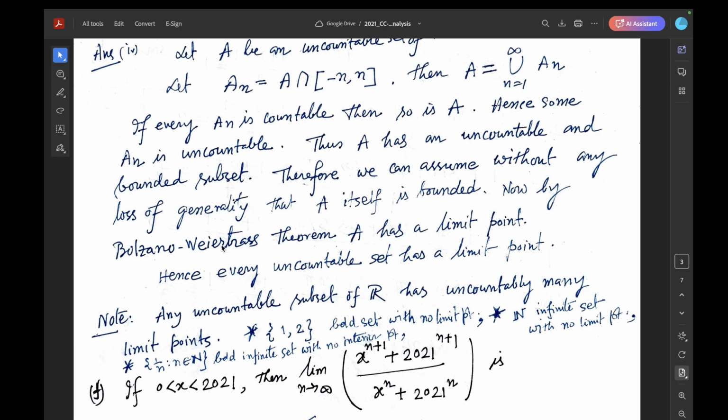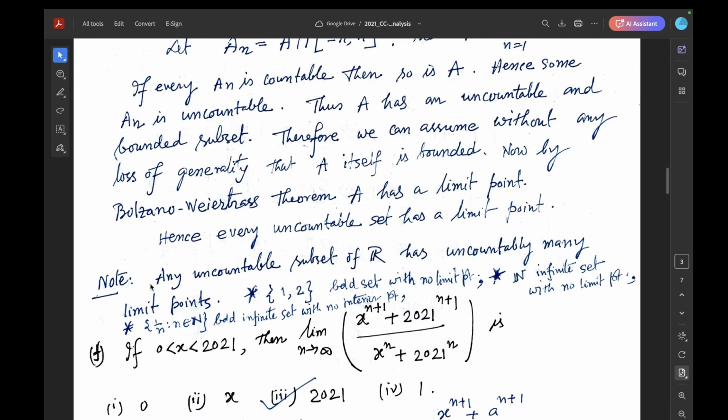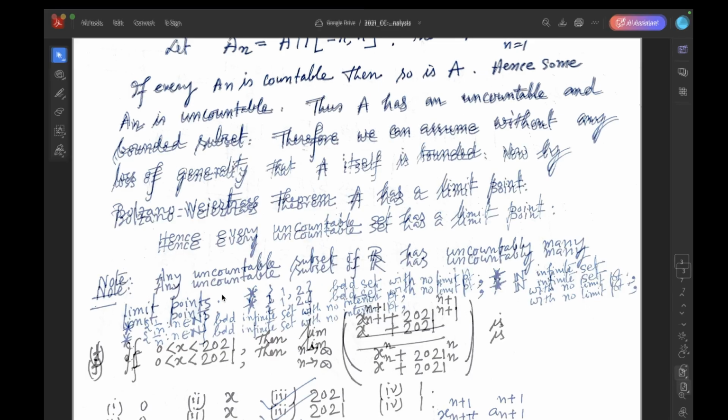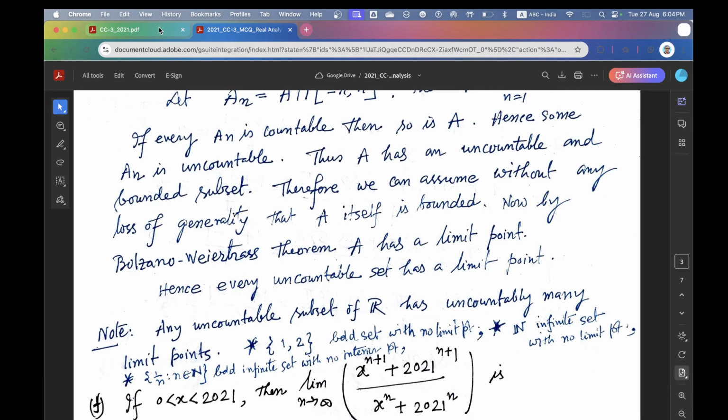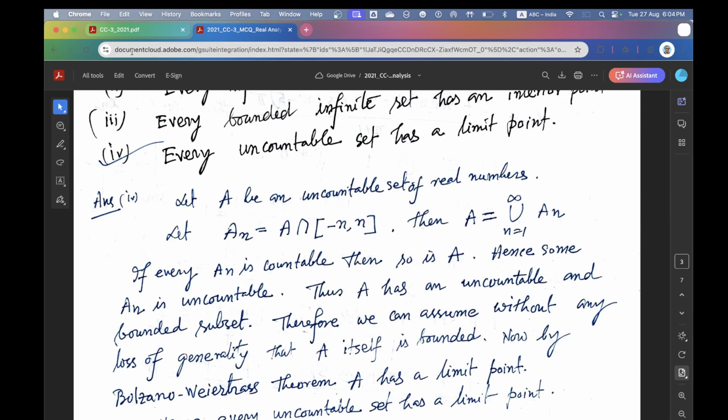Now, by the Bolzano-Weierstrass theorem, A has a limit point. Hence, every uncountable set has a limit point. Note that any uncountable set of real numbers R has uncountably many limit points. So the correct option is 4: every uncountable set has a limit point.